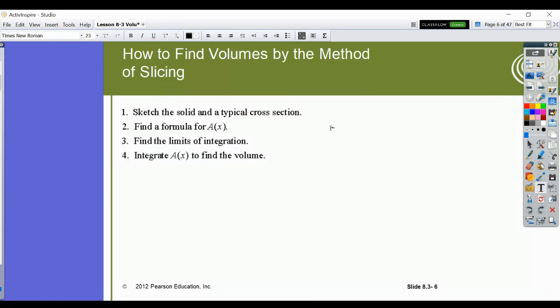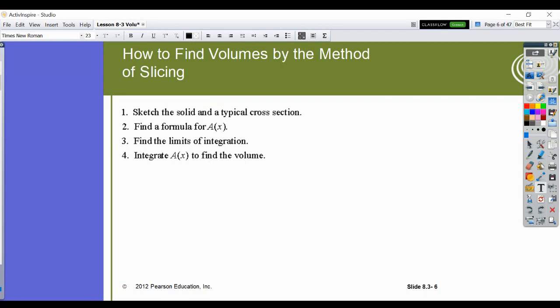So the method is, first, draw it. You want to sketch the solid that you've got, like the base or the function that they give you, and then the cross section. The cross section is going to be things like squares and semicircles and triangles, maybe rectangles. That's why that warm-up was in there, so you have those formulas down. You're going to find the formula for the area of that cross section. Again, if it's a square cross section, your formula is x squared. Then your limits of integration: from where to where are we doing this? And once you have it set up, you just calculate it.